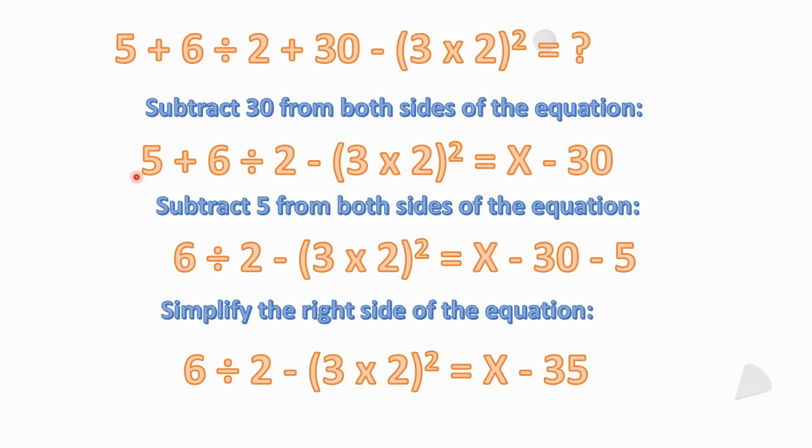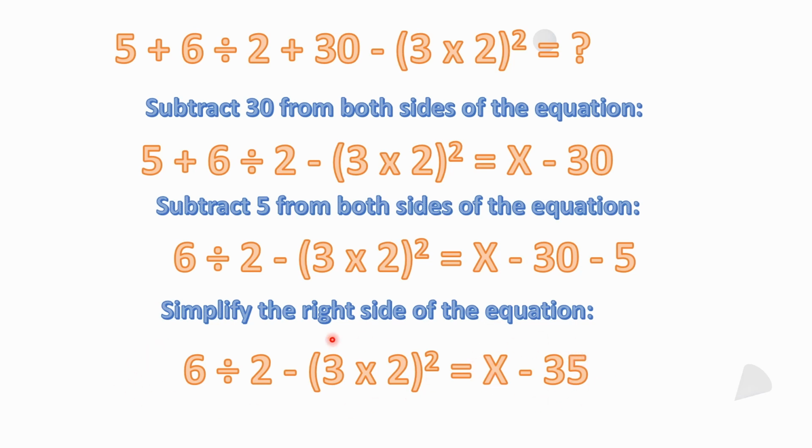Now, in this case, let's also subtract 5 from both sides of the equation. That gets rid of the 5 out front, right? We're just left with 6 divided by 2 minus the quantity 3 times 2 squared equals x minus 30, and then here's our minus 5. We subtracted the 5 on the left, so we have to subtract 5 on the right. Now let's simplify the right side of the equation. x minus 30 minus 5 is the same thing as x minus 35.